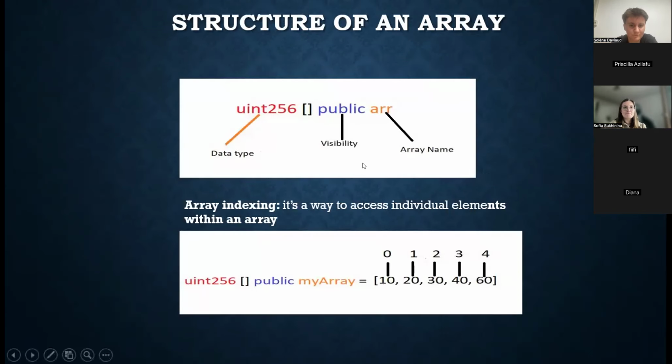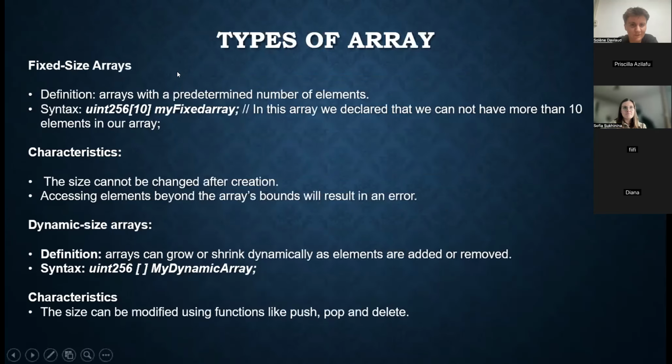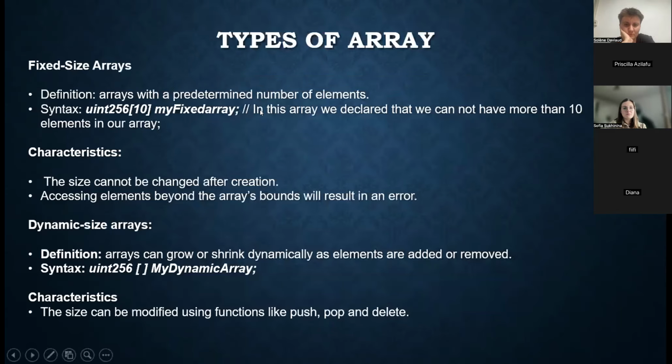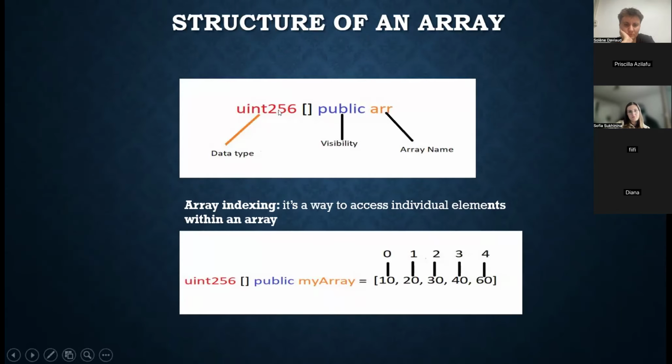So this is the structure of an array in Solidity. You have uint256, that's the data type, and the square brackets indicating that it's an array, and also the public visibility. This shows whether your array is private, public, internal, or external. In this case, our array is declared as public. And arr is the array name that I've given to my array.